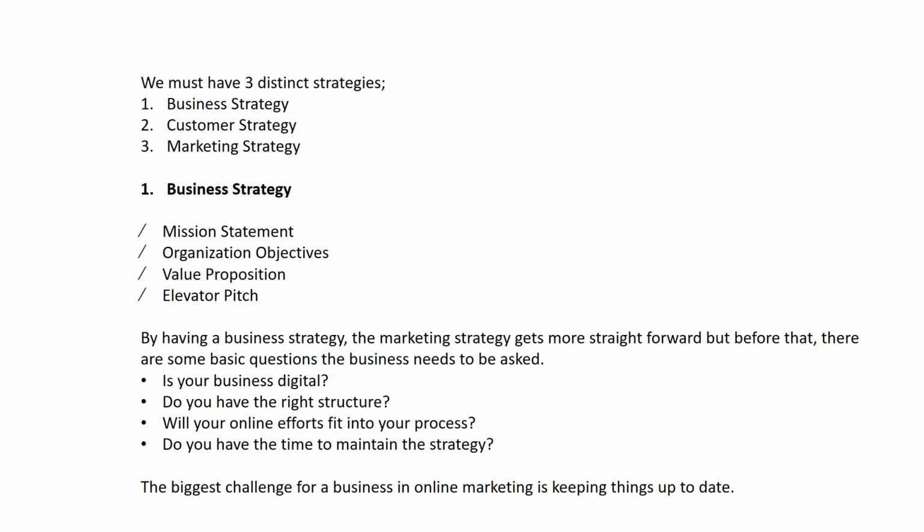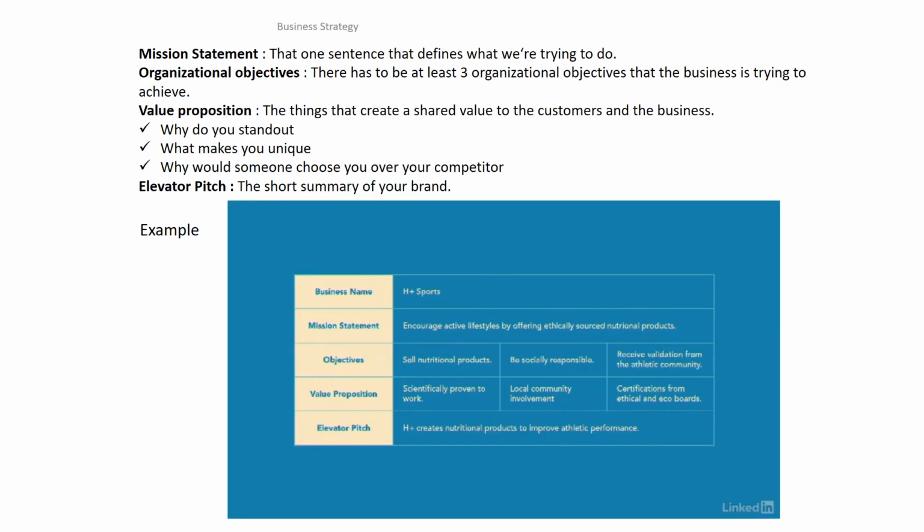We should define at least 3 organizational objectives, and for H+ Sports, they are selling nutritional products, being socially responsible, and to receive validation from the athletic community. And then we need to identify 1 or 2 value propositions for each objective. These are the type of things that make you stand out and make you unique. And these are also the things that make you a better choice over a competitor.